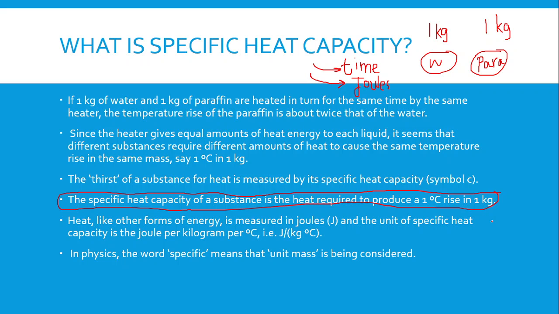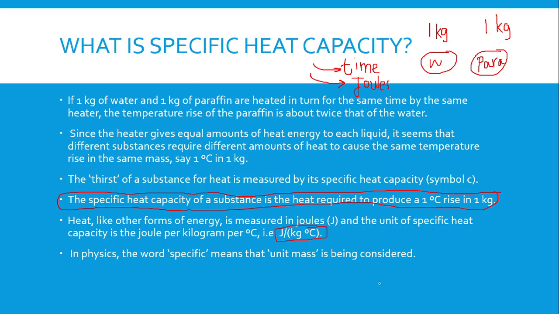So heat, like other forms of energy, is measured in joules, and the unit of specific heat capacity is then joules per kilogram per Celsius. Because we're basically measuring how many joules are required for 1 kilogram of an object or substance to get a temperature rise of 1 degree. So joule per kilogram per Celsius. If we're talking about different temperature rise scales, then obviously this changes, but in SI units, these are the units that we'll be talking about. In physics, the word specific basically means unit mass.